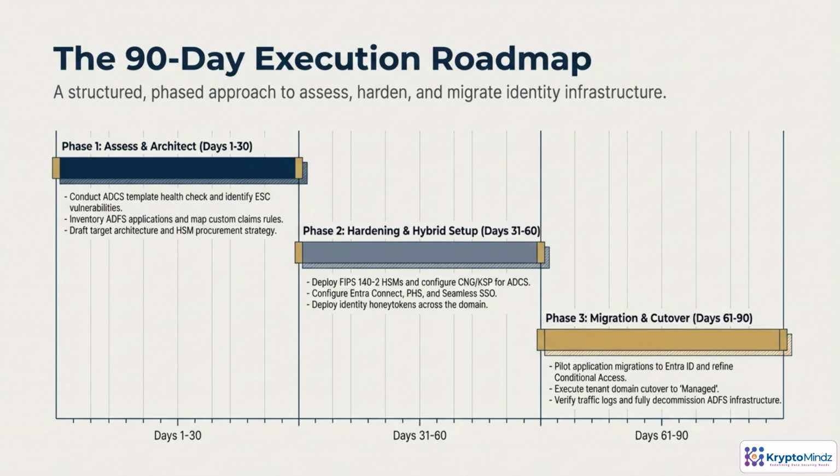In the final month, you move production. Start with pilot apps in Entra ID, tune conditional access, then flip your tenant to managed authentication and retire ADFS, validating each step with detailed traffic and security logs.